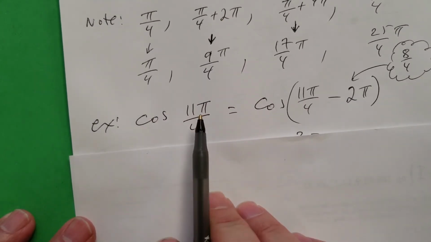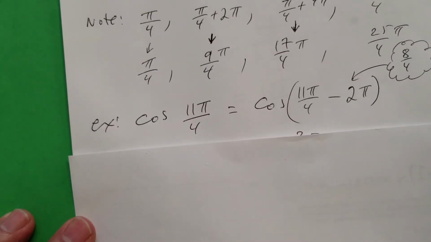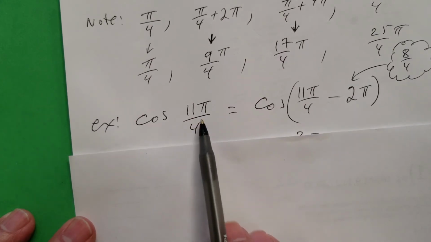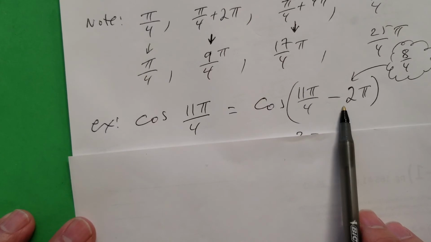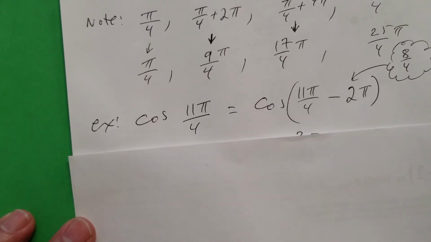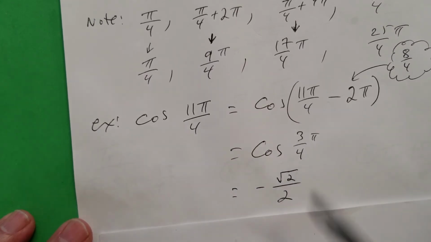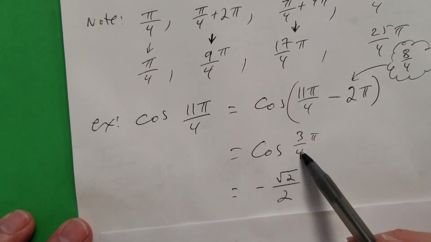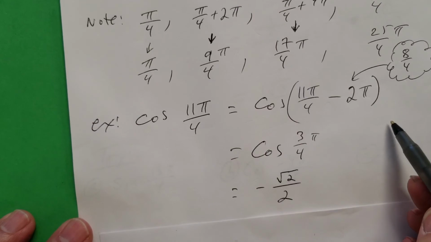Cosine of 11 pi over 4. Well, wait a minute, that's way over one circle. So why don't we bring it down? Why don't we take away a circle? So 11 pi over 4 minus 2 pi, use a calculator, is 3/4 pi, right? So now I know cosine of 3/4 pi is negative square root 2 over 2.